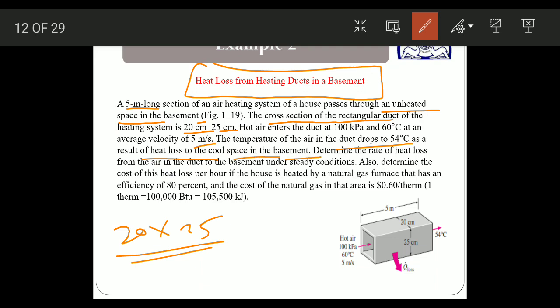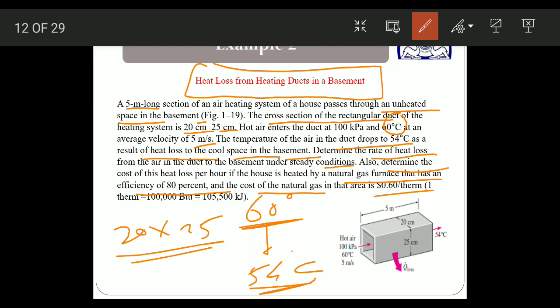Okay, so what is happening here? The temperature has dropped from 60 degrees Celsius to 54 degrees Celsius. So definitely there is heat loss, and now we have to calculate that heat loss. How much heat is lost to the basement through the duct? Now determine the rate of heat loss from the air in the duct to the basement under steady conditions. Also determine the cost of this heat loss per hour if the house is heated by a natural gas furnace that has an efficiency of 80 percent and the cost of natural gas in the area is 0.60 dollar per therm. One therm is equal to 100,000 British thermal units, and that is nothing but 105,500 kilojoule. Okay, so this is the question given.